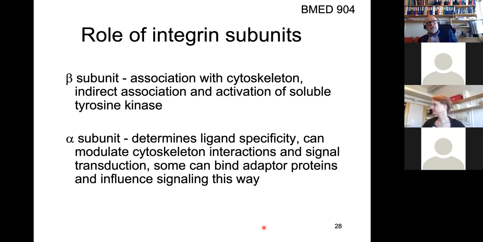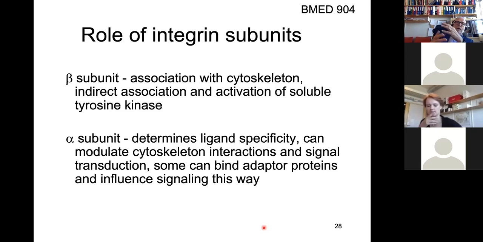For the alpha subunit, we know a little bit. We know that the alpha subunit is a subunit that determines ligand specificity, which occurs either at the I domain or at a specific region in the seven-bladed beta propeller. But much of what the rest of the alpha subunit does is unknown. So this has been studied to a limited degree, and this is an area of future research.